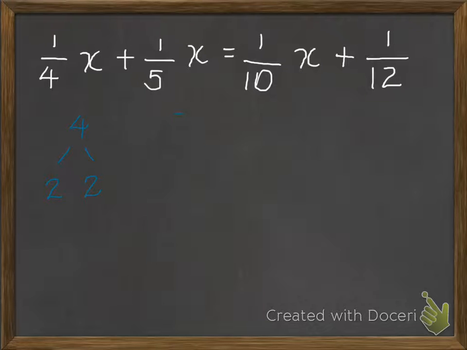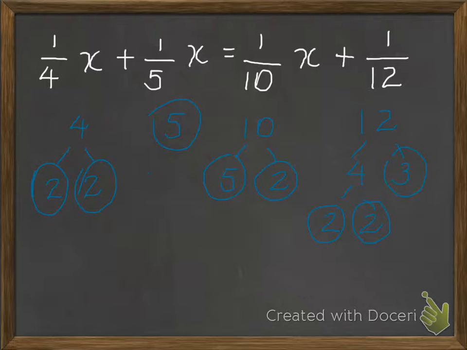You want to take each of the denominators and break them down into prime factors. Now 5 is already prime, just like 2, because only 1 times 5 is 5. 10 breaks down into 5 times 2. These are prime. And 12 breaks down into, for example, 4 times 3. But 4 is not prime yet. 3 is. 4 is not prime, so we break it down some more. And now we have all prime factors.